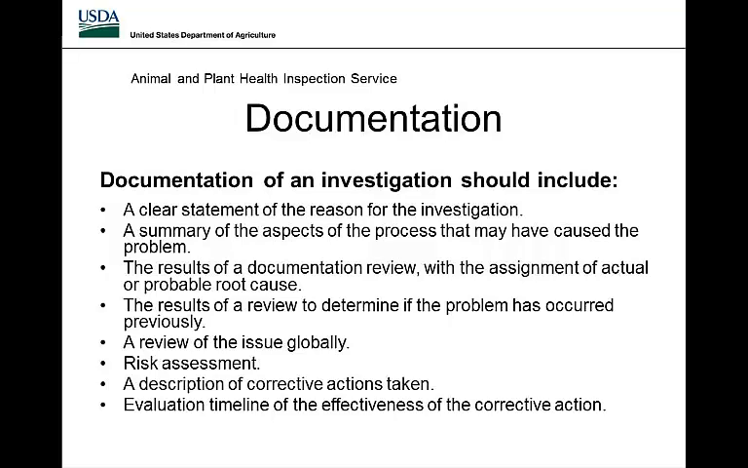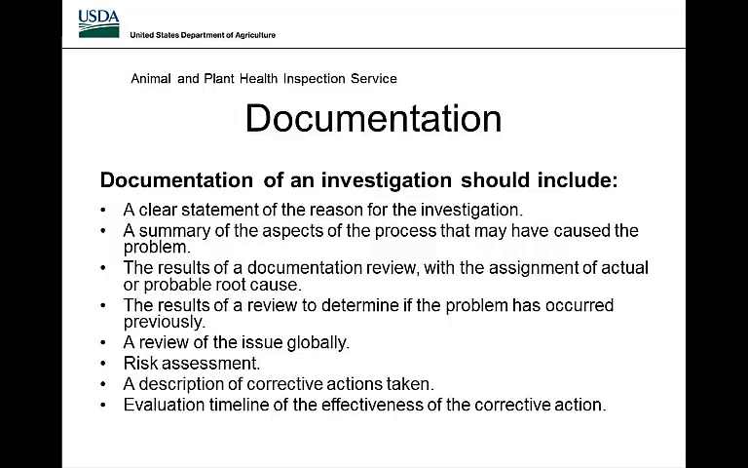Deviations from accepted scientific approaches must be justified in a manner considered generally acceptable by experts in the field. Proper documentation must include a clear statement of the reason for the investigation. Do you know what happened? Have you determined why? How did you come up with the answer?